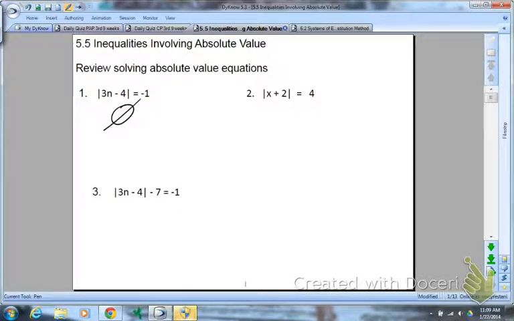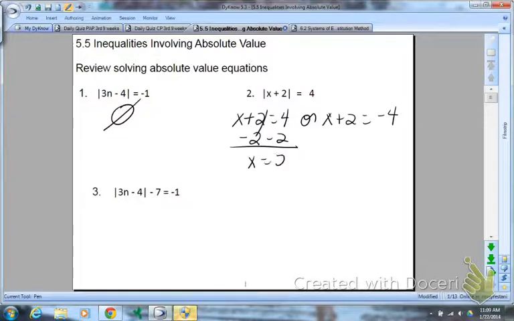Now, number two, absolute value of x plus 2 is equal to 4. We take it out of the absolute value as is, put it equal to a positive 4, or take it out of the absolute value and put it to a negative 4. So we're going to have two equations. Subtract 2 on both sides, so that's x is equal to 2. Subtract 2 on this side, and x is equal to negative 6. So x is equal to 2 or x is equal to negative 6.